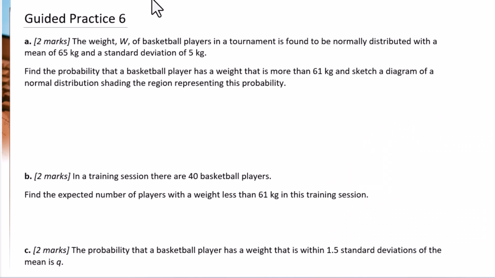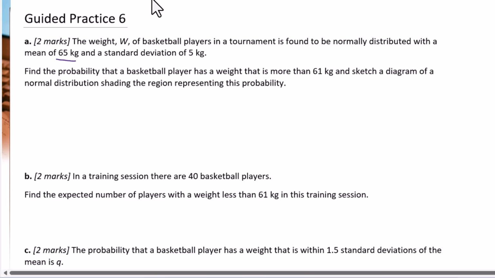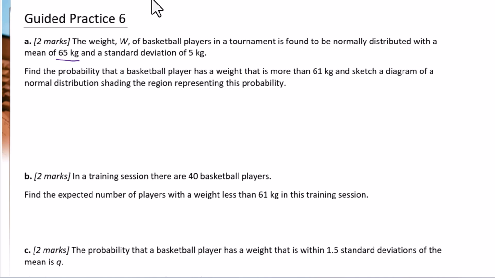The weight W of basketball players in a tournament is found to be normally distributed with a mean of 65 kilogram and a standard deviation of 5 kilogram. Find the probability that a basketball player has a weight that is more than 61 kilogram and sketch a diagram of a normal distribution shading the region representing this probability.